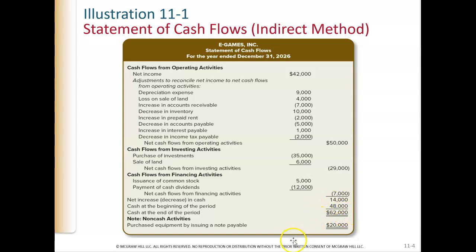Then there's one other thing here. We've got one other note. This is a non-cash activity. This is purchasing equipment by issuing a notes payable, $20,000. So just think about the journal entry. If you do this, we'd have a debit to equipment and a credit to notes payable. There's no cash involved, but it is a significant acquisition for the company.